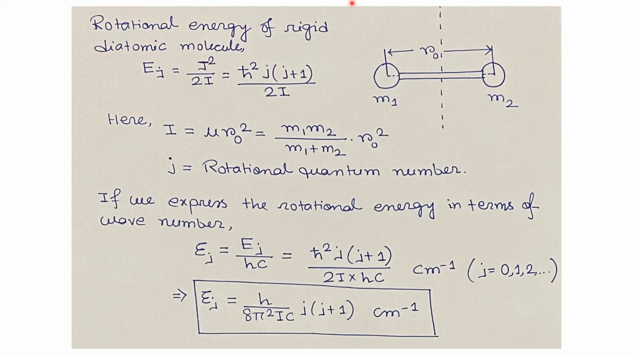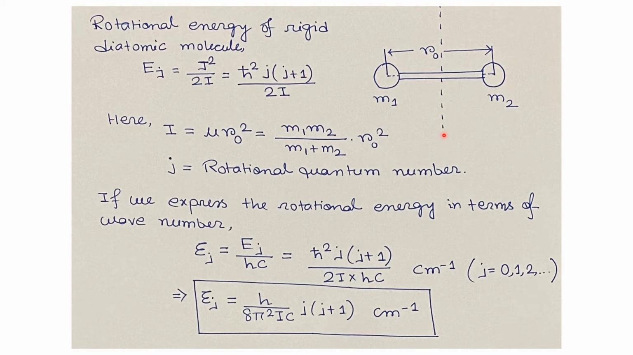First, we will discuss the rotational energy levels of a rigid diatomic molecule, and then we will discuss how we can get the Raman spectrum from the rotational energy levels of the rigid diatomic molecule. So let us start. First, let us consider this schematic which shows the rigid diatomic molecule, and the atoms in the molecule are separated by the distance r0. The molecule rotates end over end about an axis passing through the center of mass.